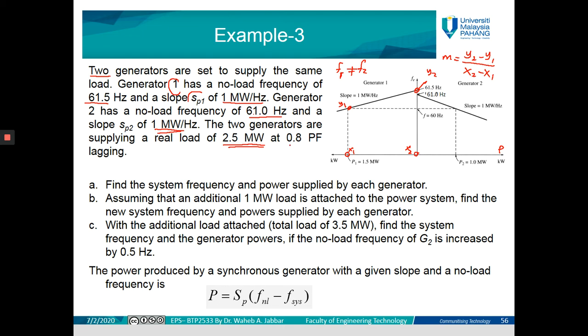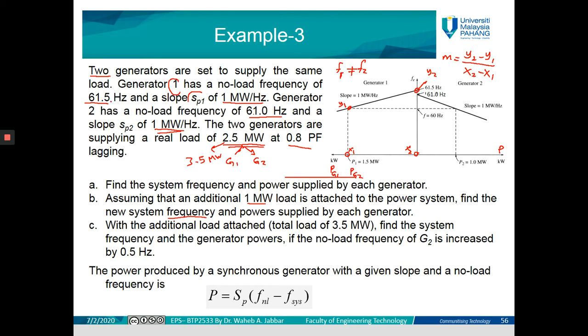Okay, and it gives you here the power factor is 0.8. Actually, the question is to find the system frequency and power supplied by each generator. He wants to know the P of generator 1 and the P of generator 2, how they will divide the 2.5 here between generator 1 and generator 2. Okay, then assuming that there is one extra load, that means the 2.5 becomes 3.5 megawatt attached to the power system. Find the new system frequency. You want to know what the new frequency is.